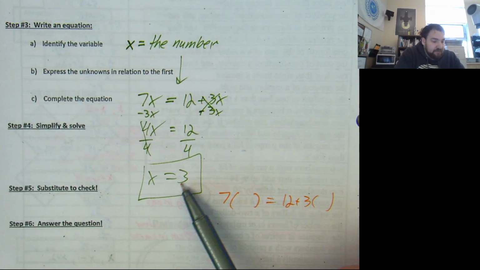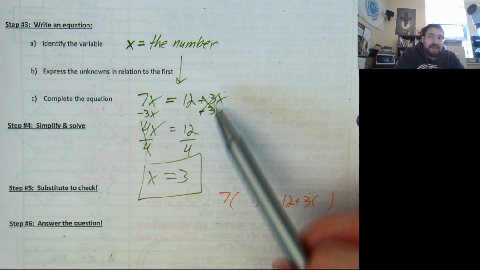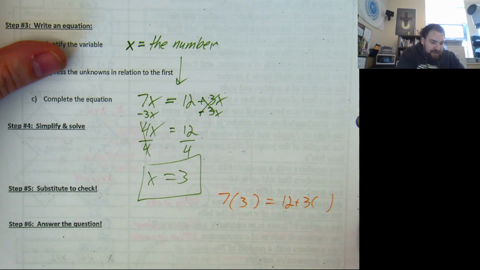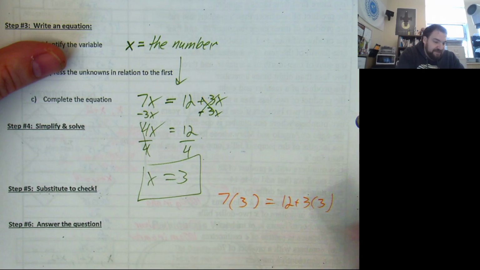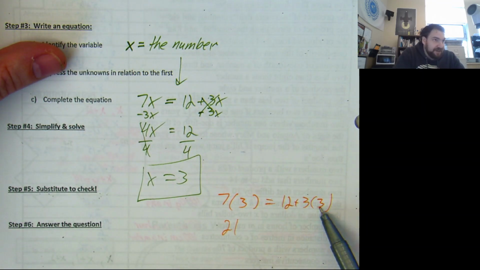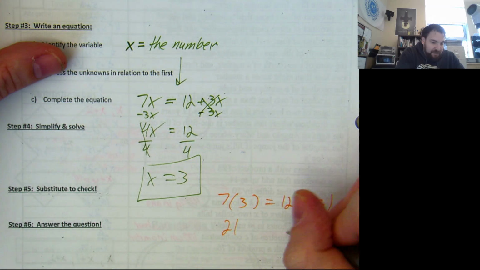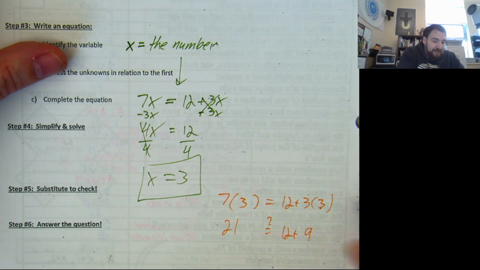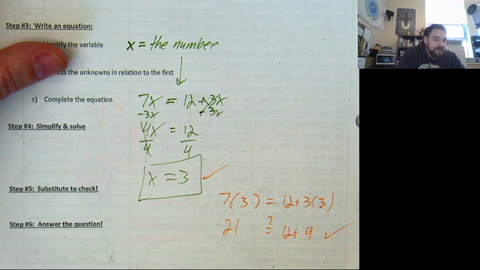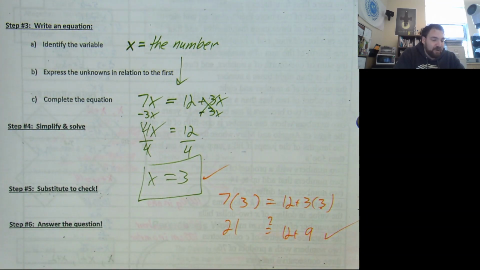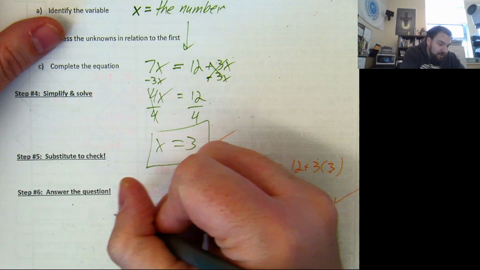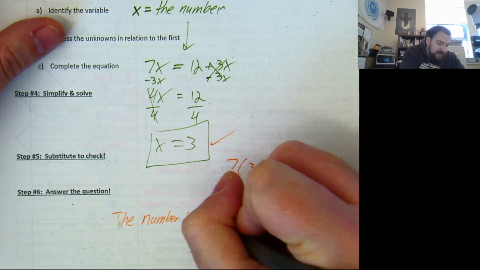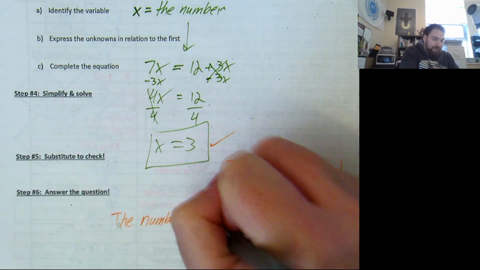Let's take this value, plug it back into our equation, and see if it works. Is 7 times 3 the same as 12 more than 3 times 3? Well, 7 times 3 is 21. 3 times 3 is 9. Is 12 plus 9 21? Yes, it is. So because this is true, this must be correct. And we were given it in words, so the number is 3. Boom.